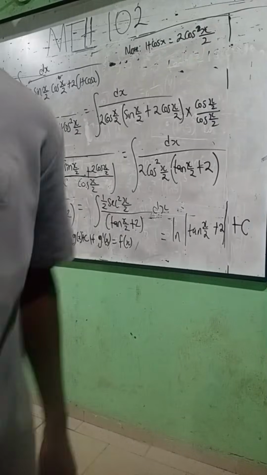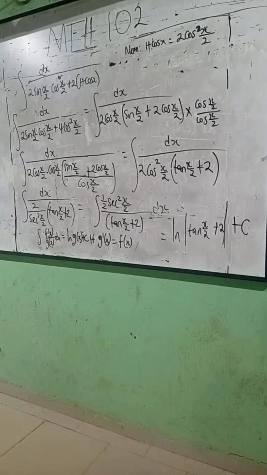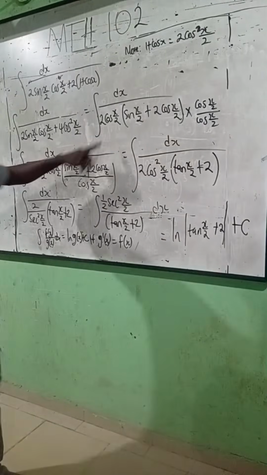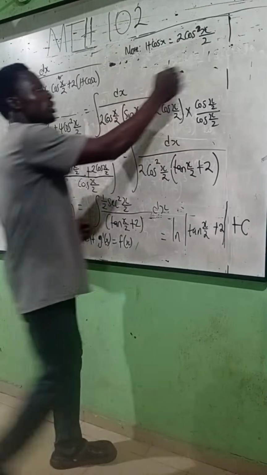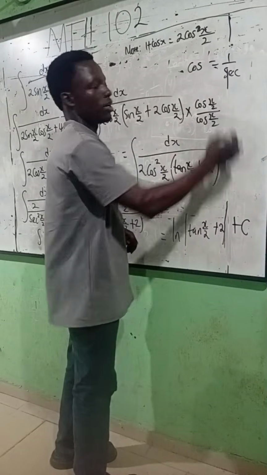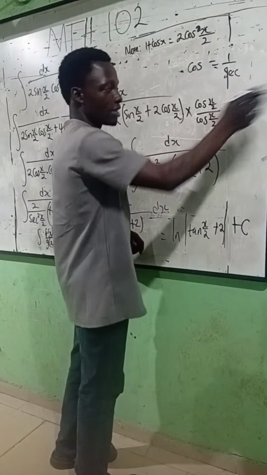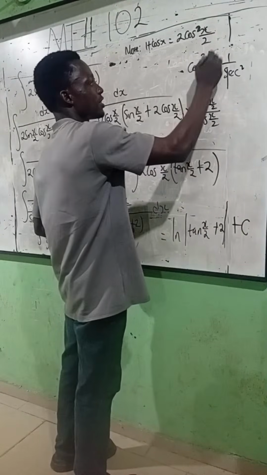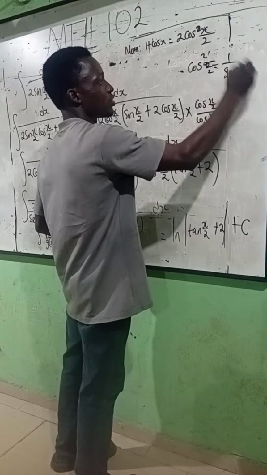How does sec square x over 2 give us x over 2? Cos is 1 over sec. No, sine is 1 over cosecant. So if this is squared, you have square here. If this is theta, you have theta here. If this is theta over 2, you have theta over 2 here.